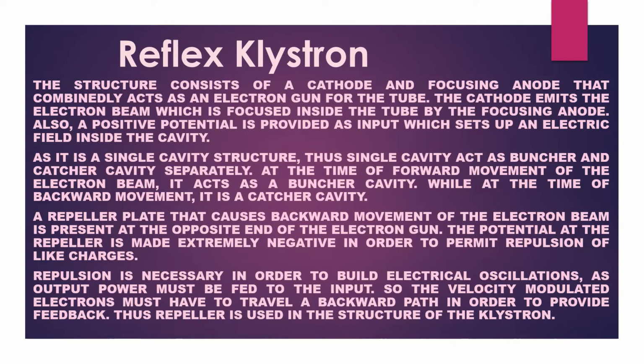The potential at the repeller is made extremely negative in order to permit repulsion of like charges. Repulsion is necessary in order to build electric oscillation, as output power must be fed to the input. So the velocity modulated electrons must travel a backward path in order to provide feedback. Thus, a repeller is used in the structure of the klystron.